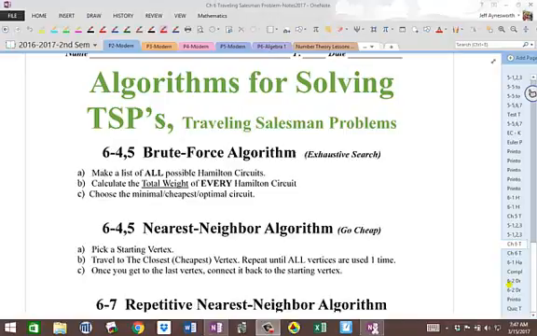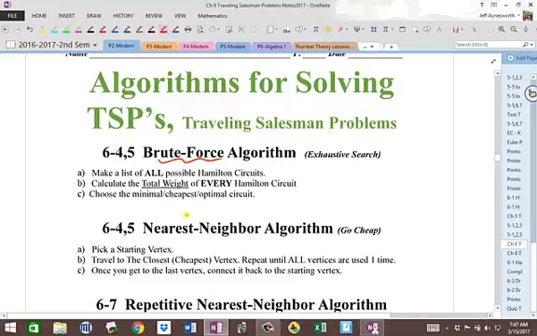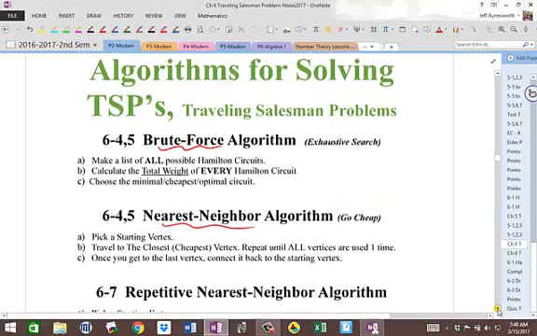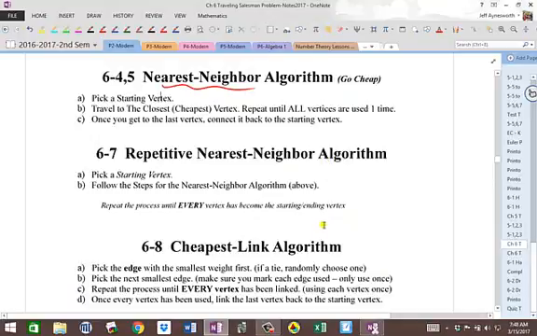This is Mr. Ainsworth, and we're going to get into some algorithms to solve TSPs, the famous traveling salesman problems, okay? In this lesson, which covers sections 4 and 5, we're going to investigate the first two algorithms, what's called the brute force and the nearest neighbor algorithm, also known as go cheap, okay? The brute force is what's called the exhaustive search. We're going to explore these two through some examples, so go ahead and turn that page and we'll get right into it. In the later sections, we'll take a look at the third and fourth algorithms, but not in this lesson, okay?